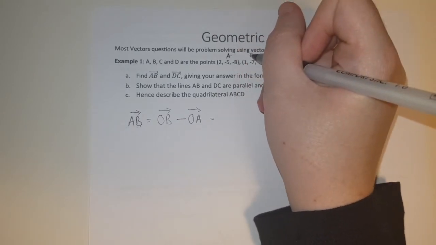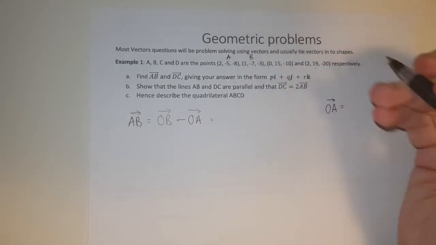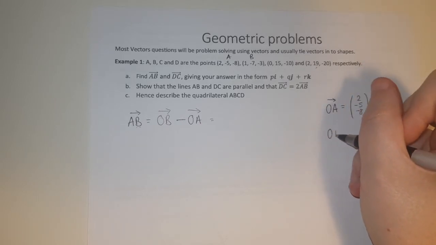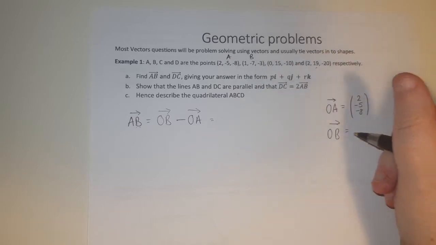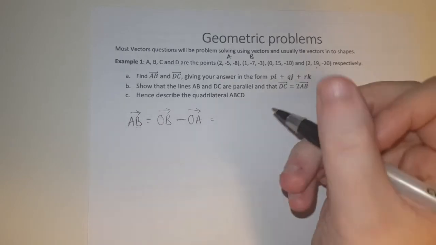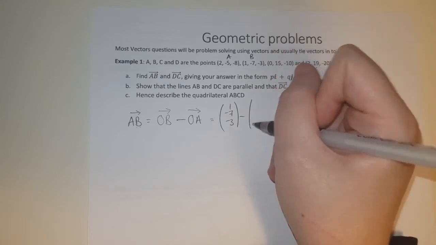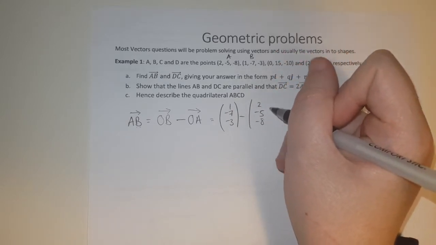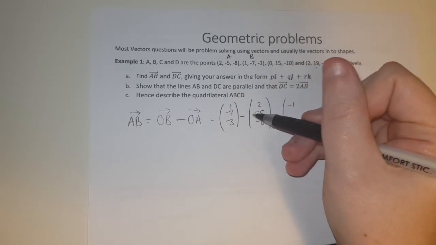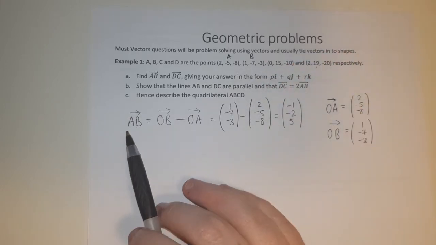So there's my A, there's my B. O to A is obviously this written in vector form, so if you want, you can just use column vectors. Usually makes it a bit easier. And O to B is this one in vector form, which is just (1, -7, -3). That means what we end up with is (1, -7, -3) subtract (2, -5, -8). And so 1 subtract 2 is -1, -7 add 5 is -2, -3 add 8 is 5. So I've got the vector AB.